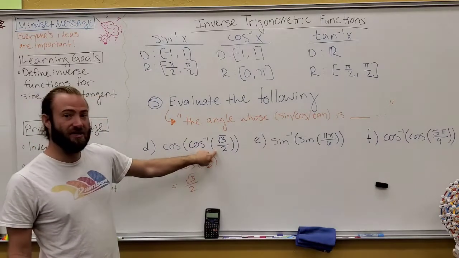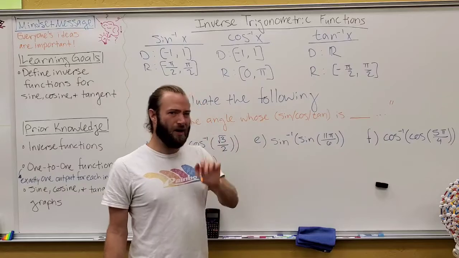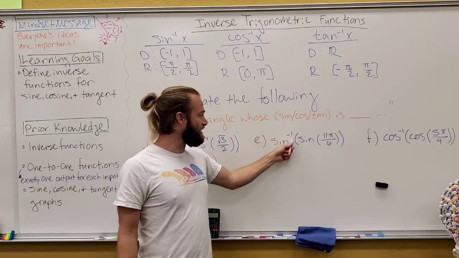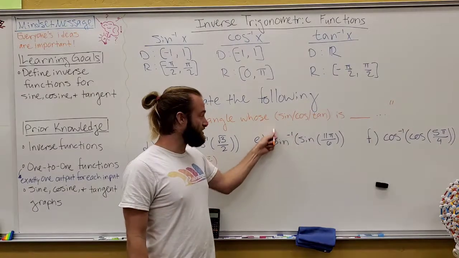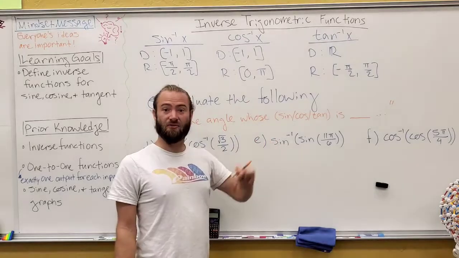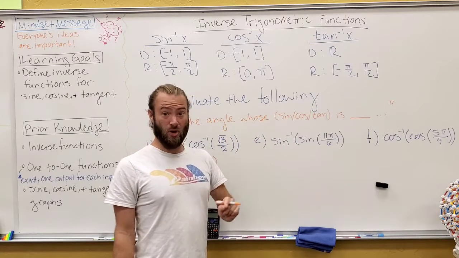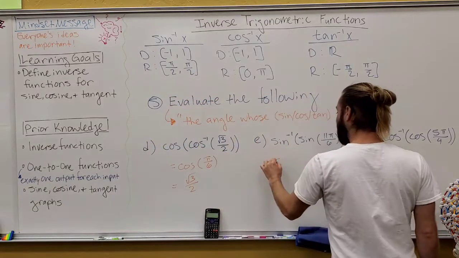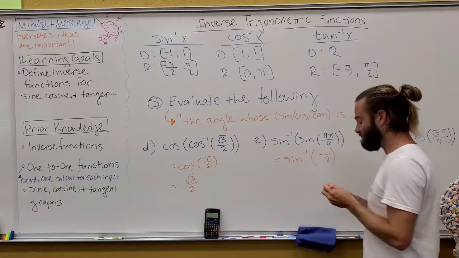This had the inverse on the inside. This has the regular sine on the inside. Because watch what happens here. And it's because of the altering we made of the domain and range for sine inverse. Sine of 11 pi over 6, that's going to be all the way in the fourth quadrant, and that's going to give me a sine value of -1/2. So this becomes sine inverse of -1/2.